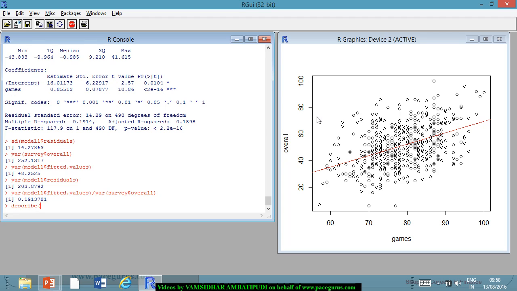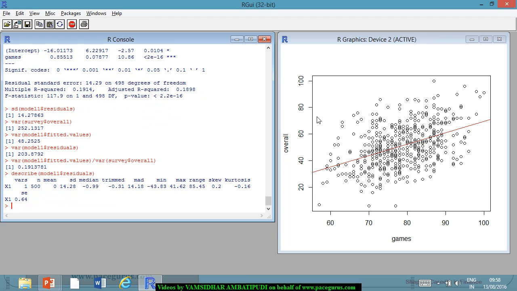The psych package is already loaded. So I can look at describe of model1$residuals to really see whether the residuals are normally distributed or not. Skewness is 0.2, very much close to 0. Kurtosis is minus 0.6, also fairly close to 0.